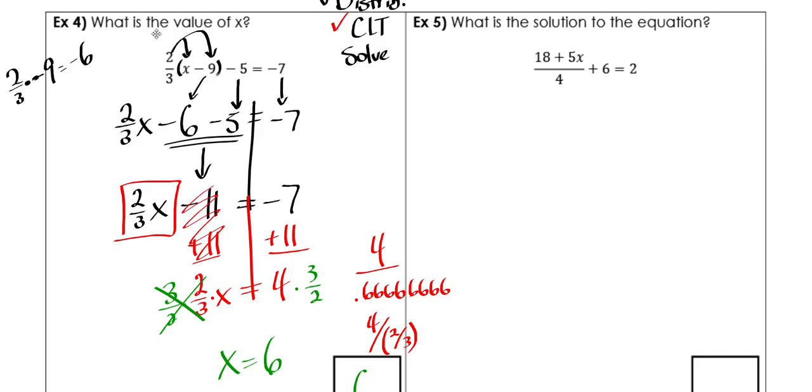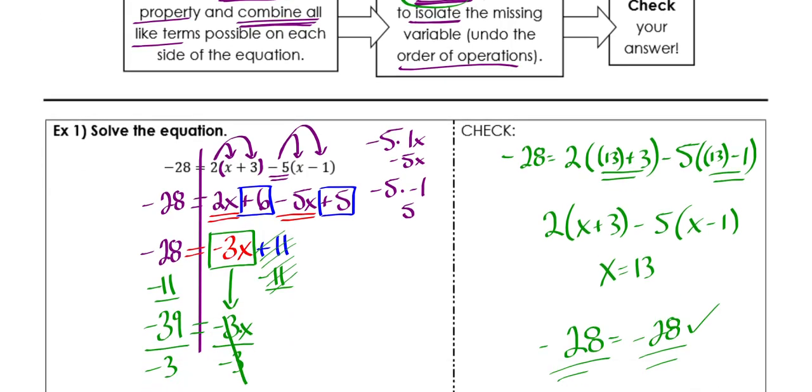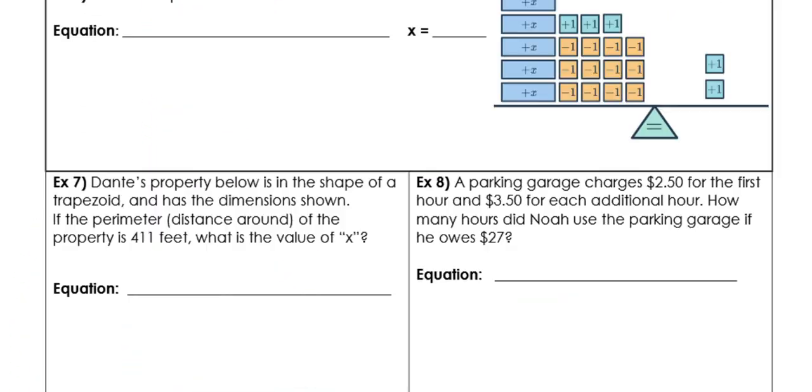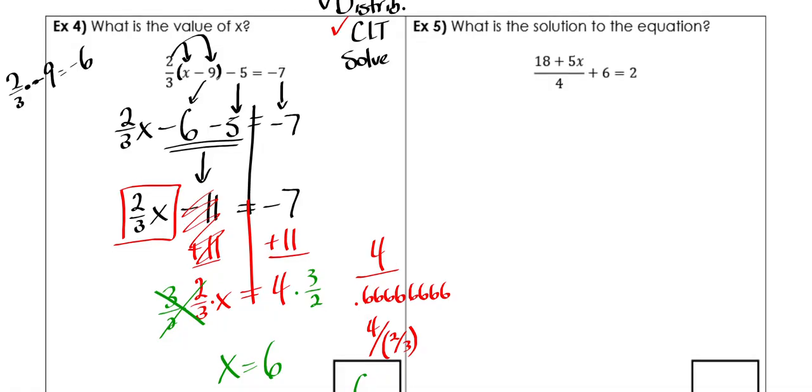I guess I also want to point out the instructions on each of these. The first 3 all said solve the equation. 4 says what's the value of x? That's the exact same question. It's just saying find the value of x that makes this true. Or what's the solution to the equation? All of those are asking us to do the same thing. Find the value of x that makes this equation true.